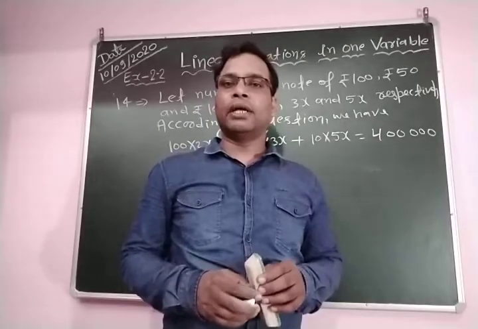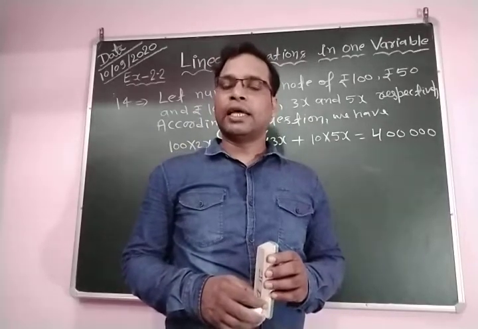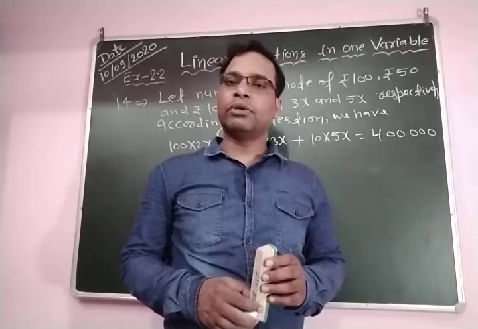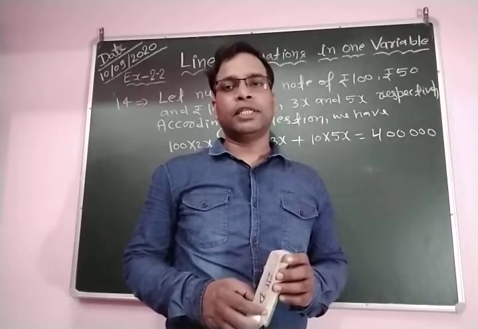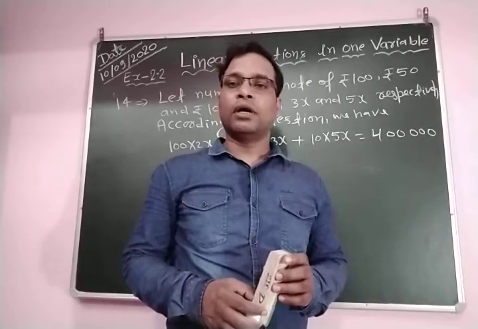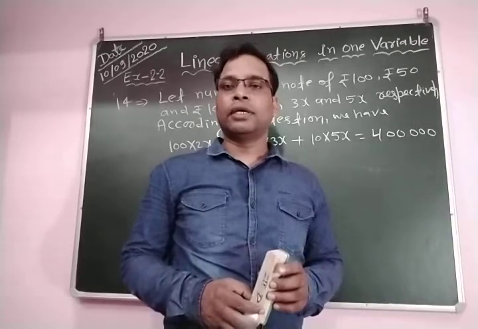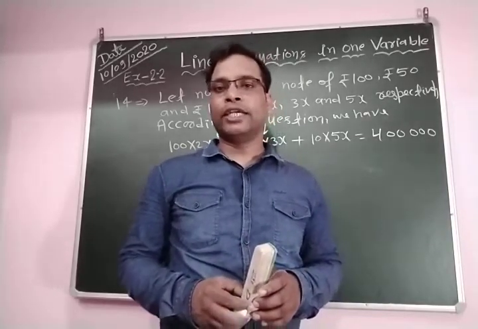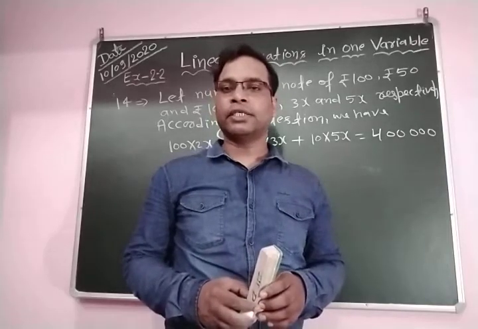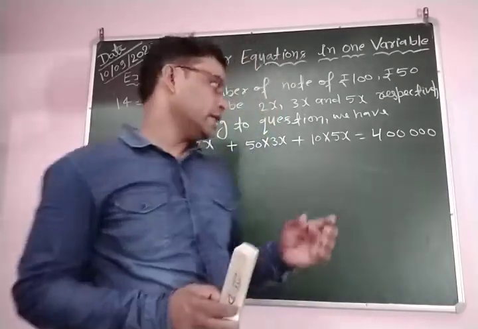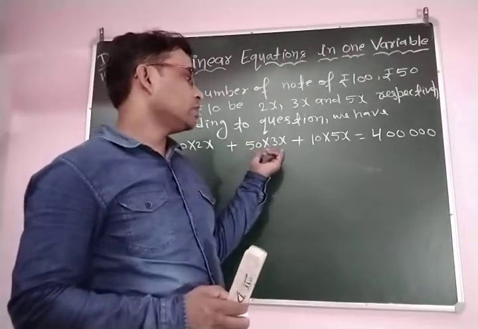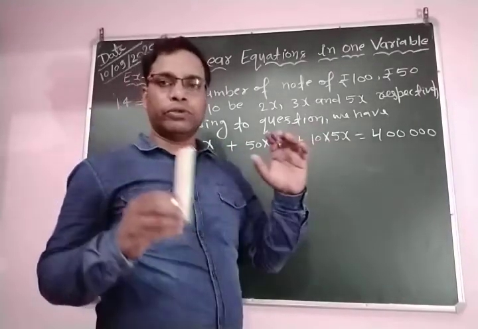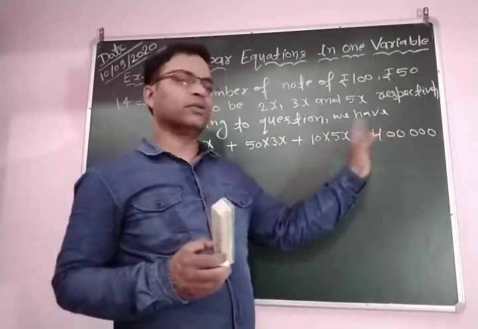Okay, and the ratio of the number of notes is also given, 2 ratio 3 ratio 5. So we let the number of 100 rupees notes, 50 rupees notes, 10 rupees notes be 2x, 3x and 5x, and this is the amount of 100 rupees notes, 50 rupees notes and 10 rupees notes. If you sum them, then we obtain 4 lakh rupees.